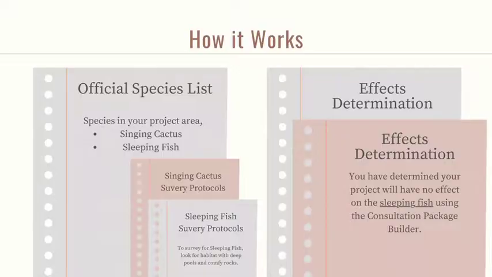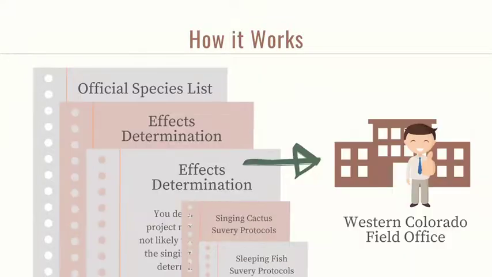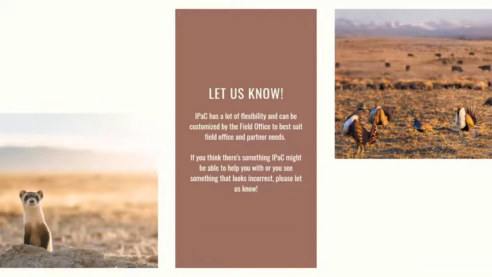species. Based on that information, we are able to come to an effects determination for the last species, the sleeping fish. And now we have all of this documentation that we can organize and then submit to our field office. And we are way more likely to have all of the information we need, having gone through that. And the field office is going to have the information they need to properly review our project. So that's conceptually how IPaC and the consultation package builder work.